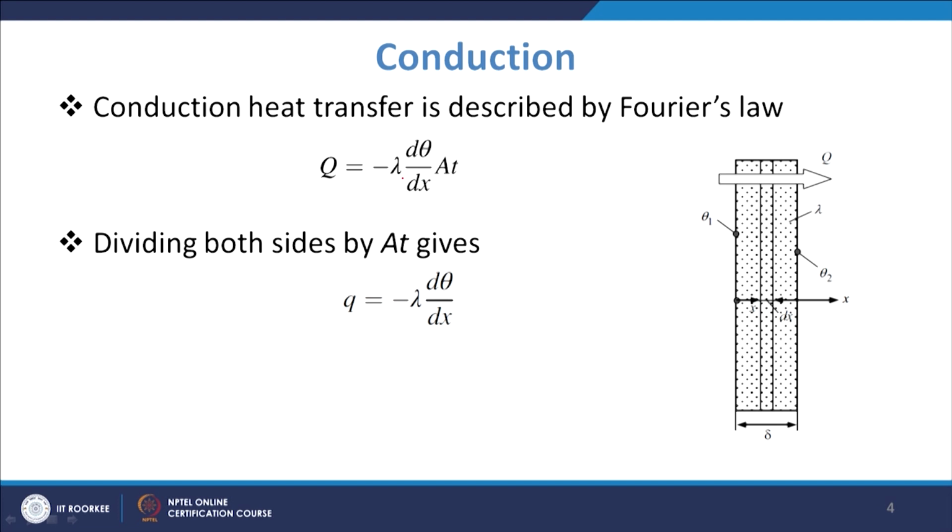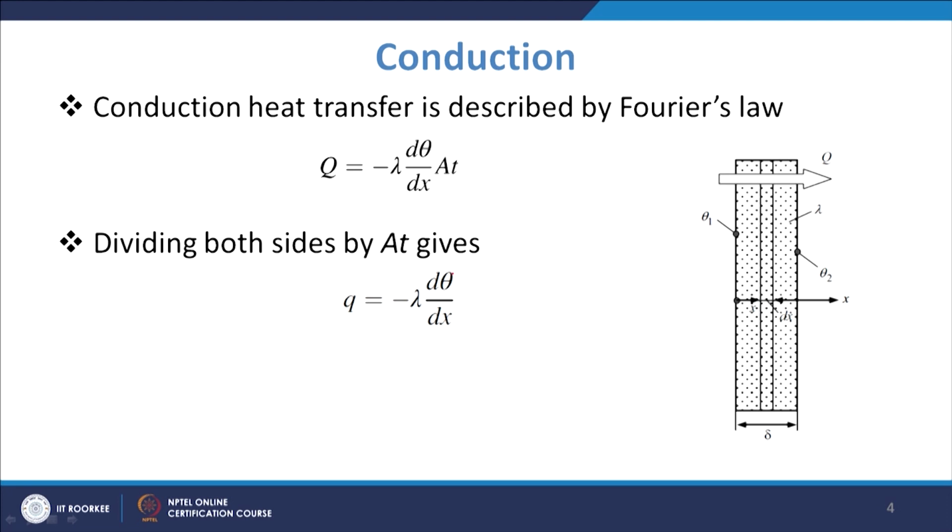Then a constant of proportionality is added, that is lambda, or many times we call it K also, the thermal conductivity of this material. This way we find this Q. Now, if you want it per unit area and rate of heat transfer, we divide by A and T. In that case Q becomes minus lambda d theta by dx.